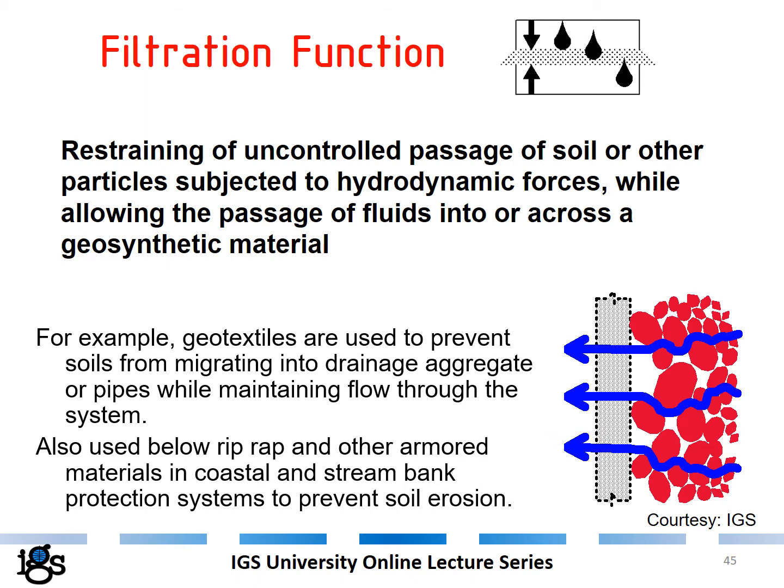So the geotextile prevents the migration of these particles while maintaining flow through the system, but water can pass the filter geotextile freely. Filter geotextiles are also used below riprap and other armored materials in coastal and stream bank protection systems to prevent soil erosion.